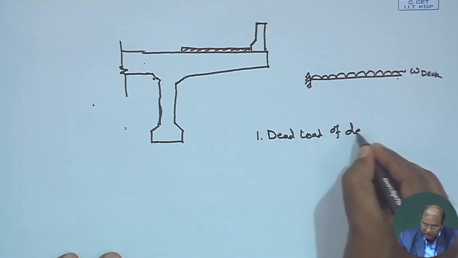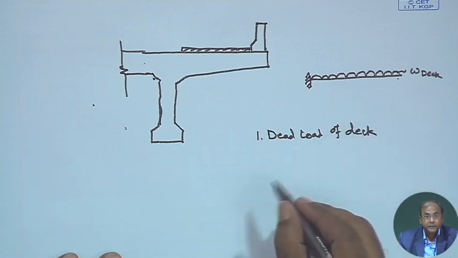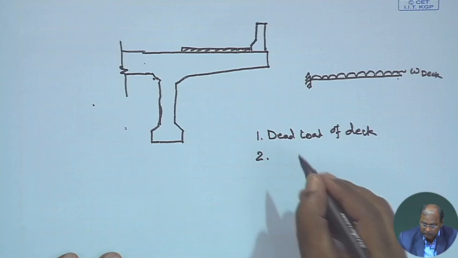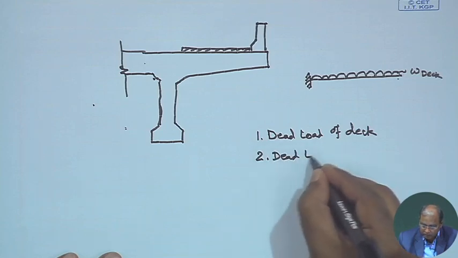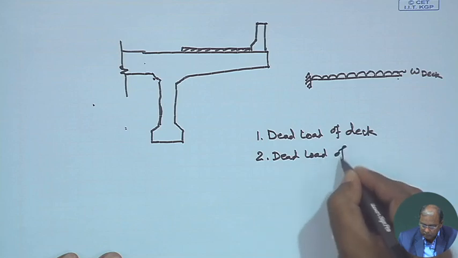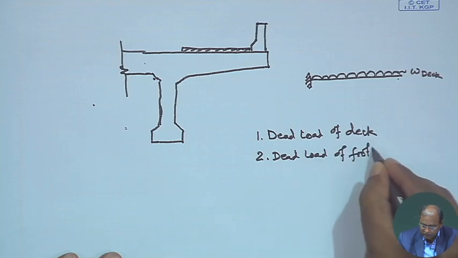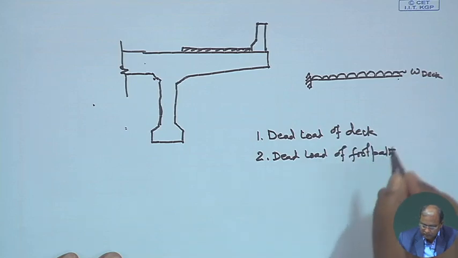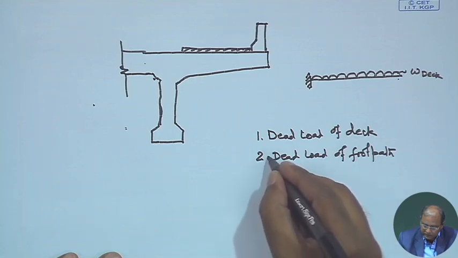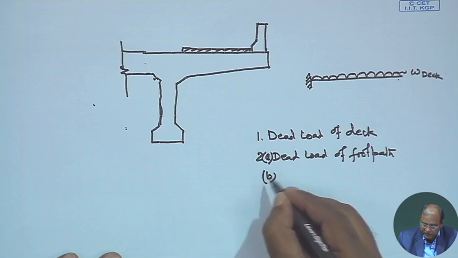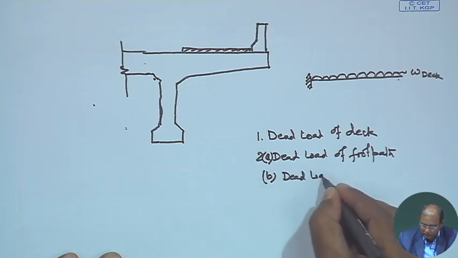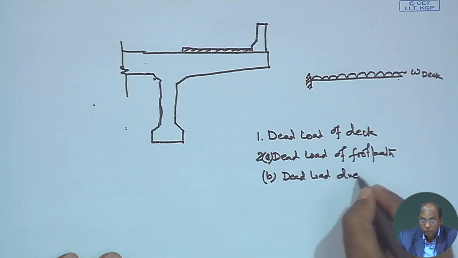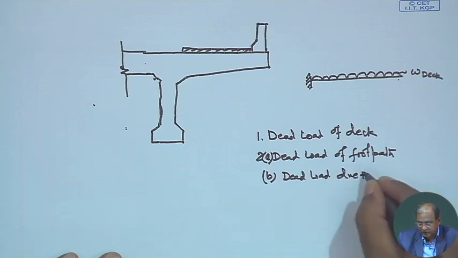So, if it happens like that, first one we are having dead load of deck, second one dead load of footpath. I can consider this one as A and this one as B, then dead load due to crash barrier.